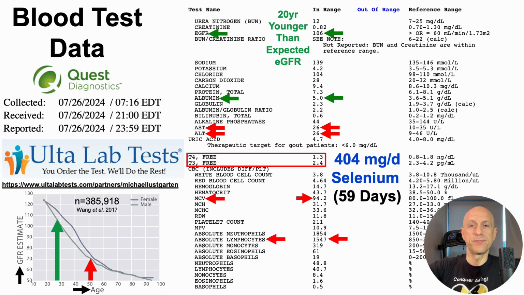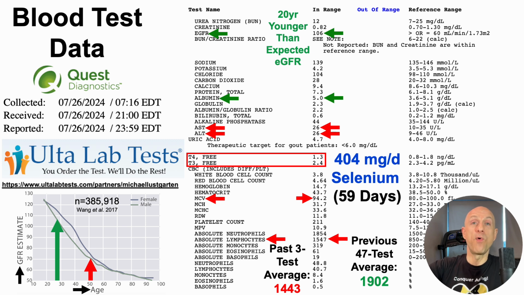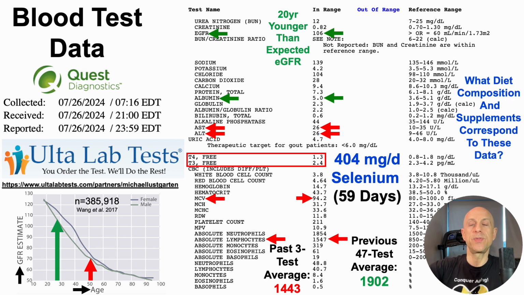And then lymphocytes. So 1547 is better than my past 2 tests, which have been on the low side. But my past 3 tests for lymphocytes have been relatively low, including this test, with a 3-test average of 1443. For comparison, for the previous 47 tests since 2015, average lymphocytes were 1902, and values for lymphocytes around 2000 is the average value for someone in their early 20s, and values of around 2000 for lymphocytes is associated with lowest risk of death for all causes. And if you missed that data, it'll be in the video in the right corner. So I've got some work to do to figure out why my lymphocytes have declined and what I can do to bring them back to closer to 1900 and even better, around 2000.